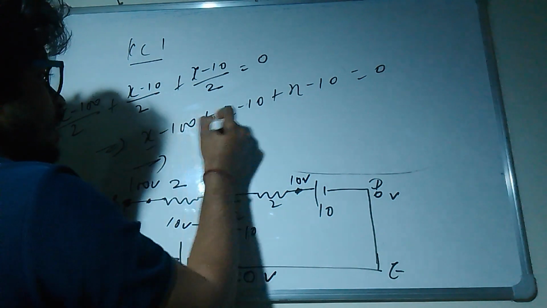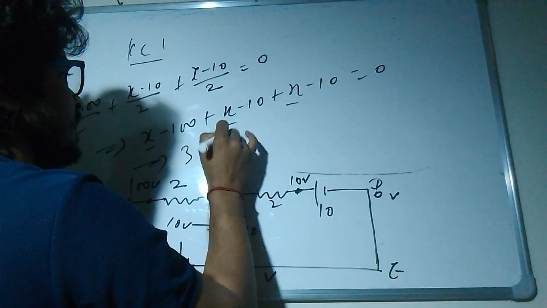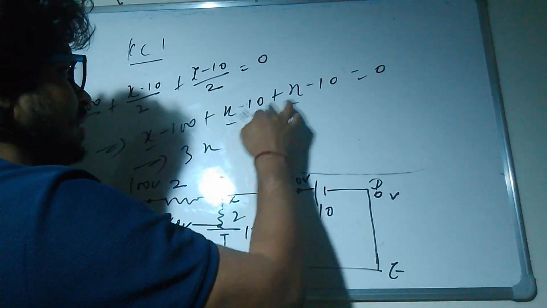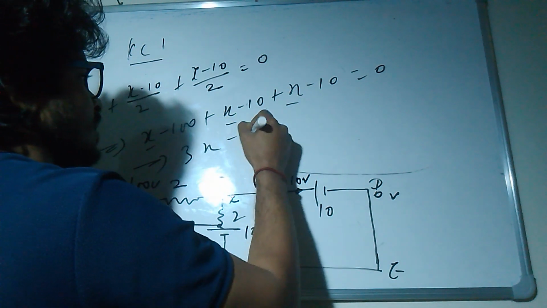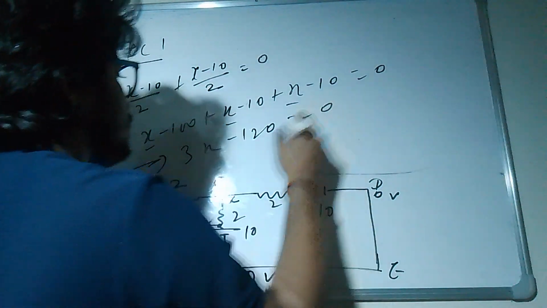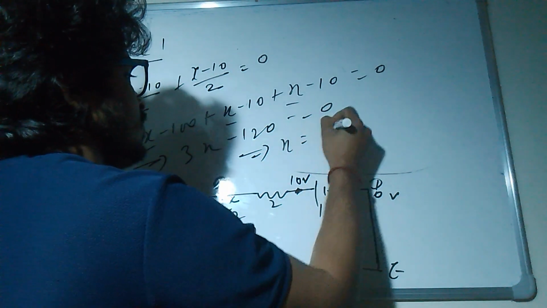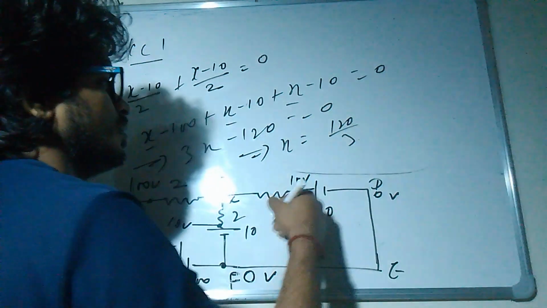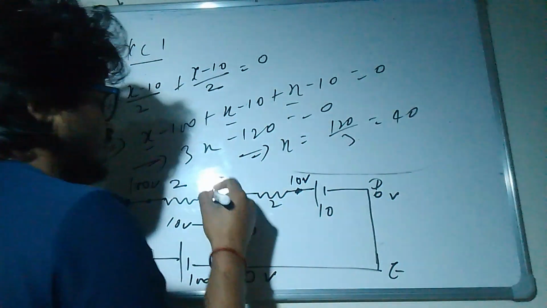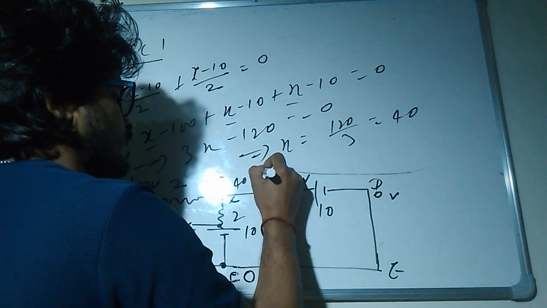So see, x plus x plus x, 3x. So this is 3x and minus 100 minus 10 minus 10. So this is minus 120 equal to 0. So here what is x? x is 120 divided by 3. So this is 40. So basically x is 40 volt.